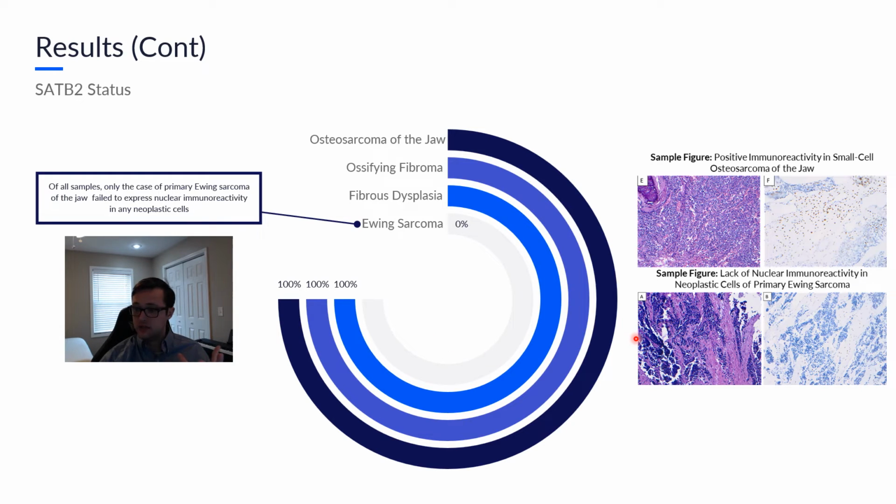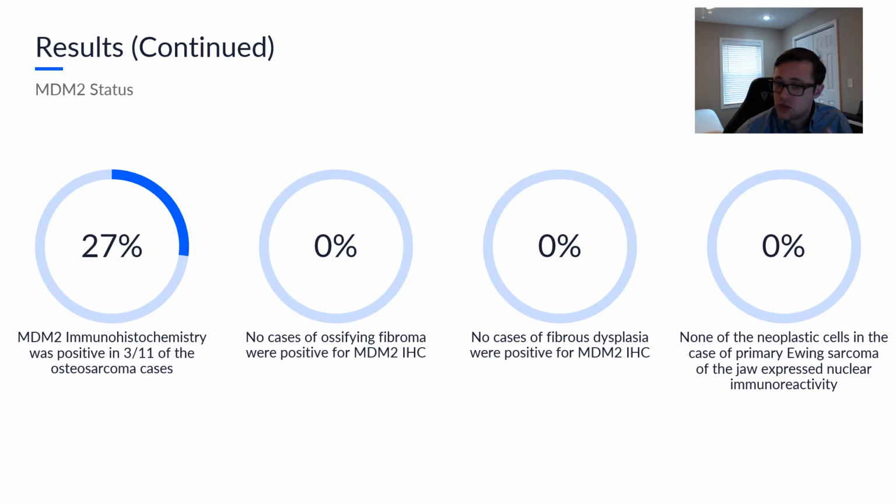This makes it pretty difficult, actually, to distinguish between each other under a microscope. As you can see in these figures, there's dark brown chromogen staining present in the slides of the small cell variant of OSJ, while no staining is evident in the Ewing sarcoma sample at all. As for the MDM2 status, 3 of the 11 osteosarcoma cases we evaluated were IHC positive for MDM2, while all the benign lesions and the Ewing sarcoma were negative.